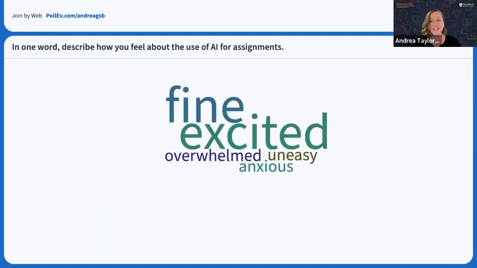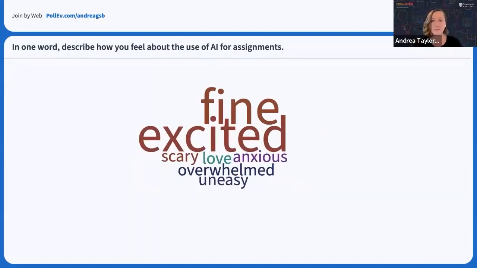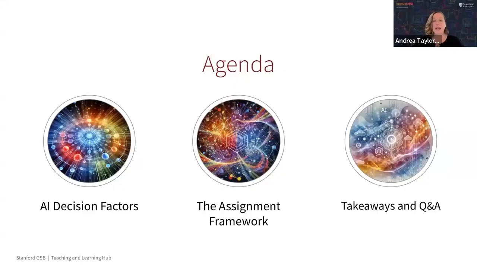I'm going to move us on in the interest of time, since these are very short presentations, and let you know how I think we're going to address some of these sentiments that you are talking about in this presentation. I'll take a few minutes to talk about AI decision factors, the things that are really influencing our decisions of how to implement AI in our classes. And then I'm going to walk you through a framework that I've been working on with my team and with the help of AI, mind you, to think about how to implement AI in assignments in a very meaningful way.